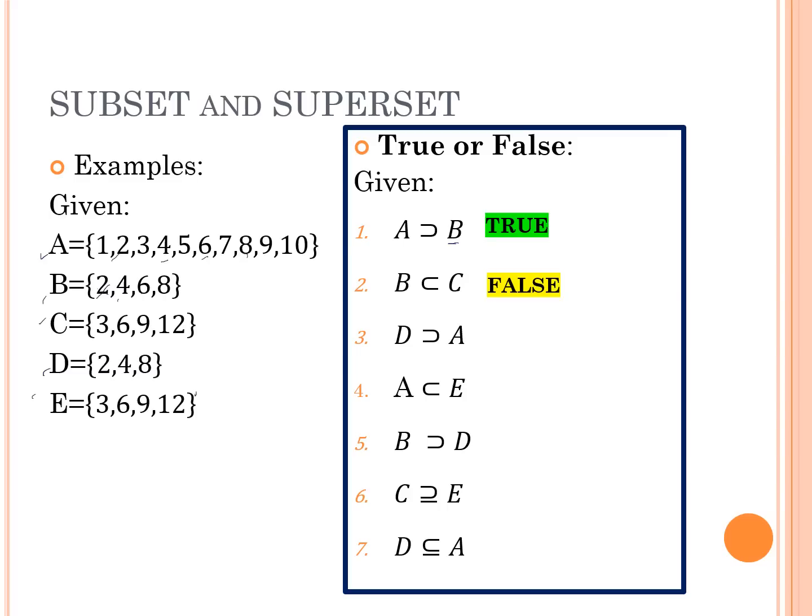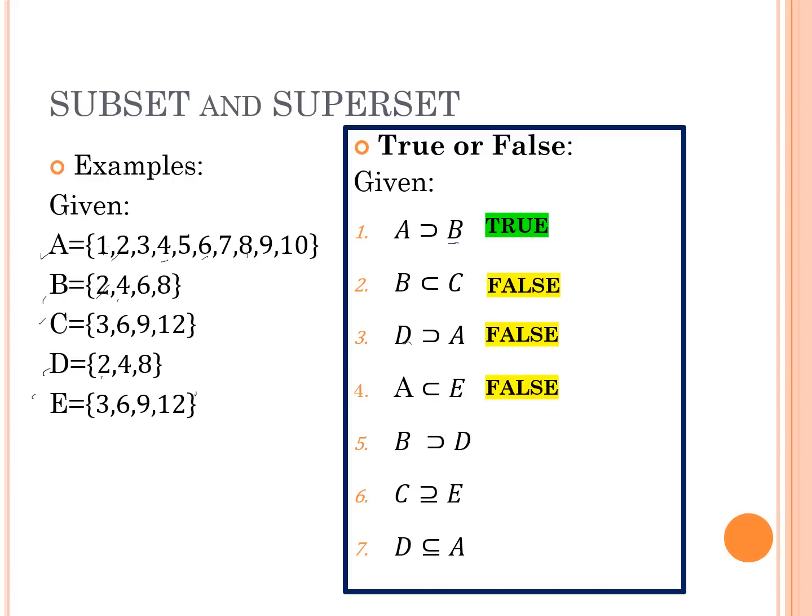Number 3, D is a superset of A. That means all of the elements of set A are in set D. Let us check. Is 1 in set D? No, it is not. That's why, based on that, again, we have a false statement. Number 4 is read as A is a subset of E. Are all the elements of set A in set E? Of course not. From the first element 1, we cannot find it in set E. So number 4 is false.